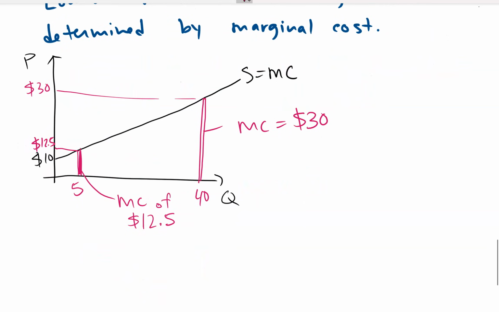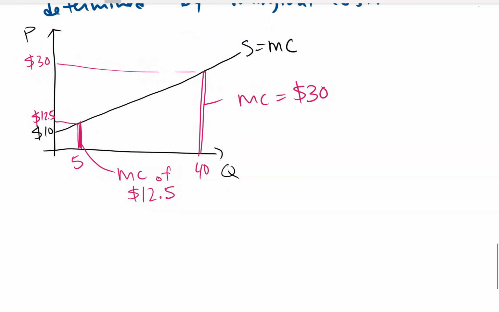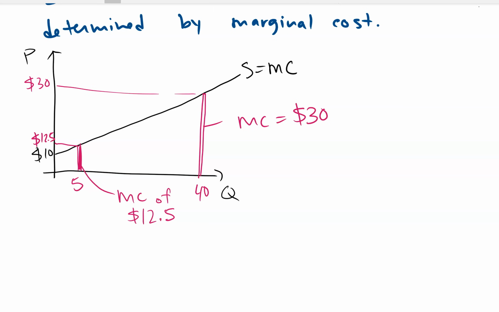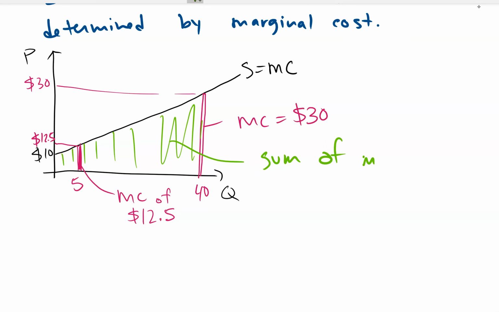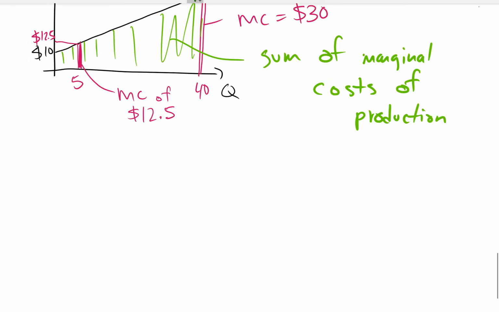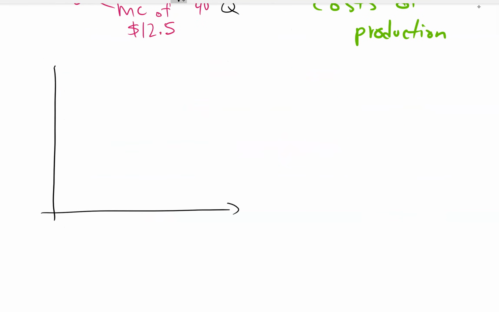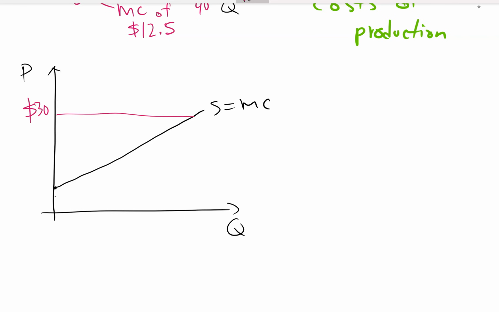Now we're going to use the idea that the area below this curve is the sum of all the marginal costs of production. Let's bring this back and look at what we've learned. Here's our supply curve, that's our marginal cost. What happens if our price is, say, $30? Then the firms will be willing to produce 40.